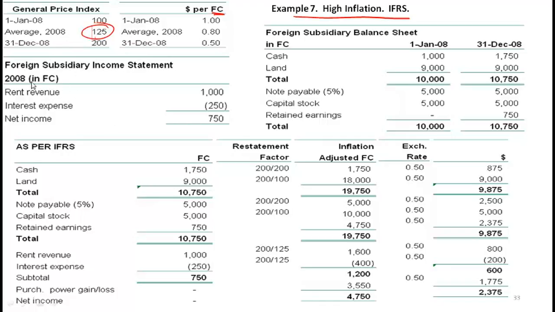So that's the macroeconomic situation. In terms of the income statement for the year, in foreign currency, the revenue was 1,000, the interest expense was 250, and the net income was 750. Again from a foreign currency perspective, the balance sheet on 1st January looked like this. The company had cash 1,000, land 900,000, so that's your total assets, and the loan or notes payable is 500,000, the capital stock or the equity is 500,000.